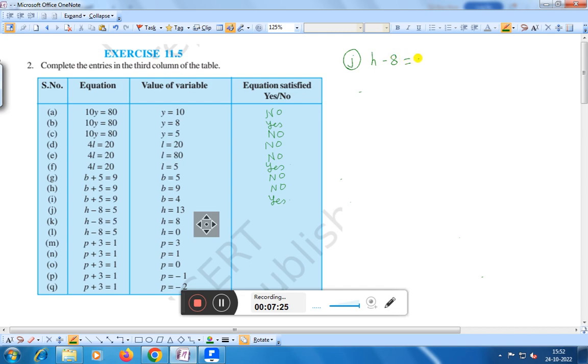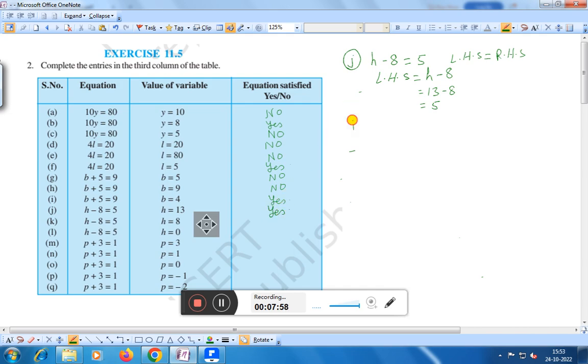Left hand side is equal to h minus 8. What is the value of h? The value of h is 13. 13 minus 8 is equal to 5. Therefore, left hand side is equal to right hand side. Therefore, it satisfies the equation. So the answer for J is yes.